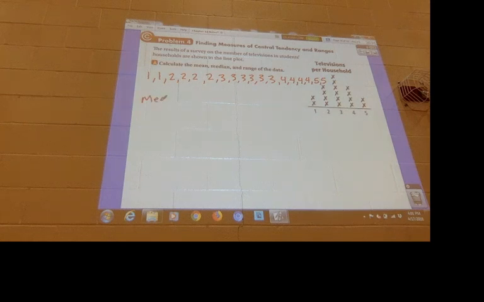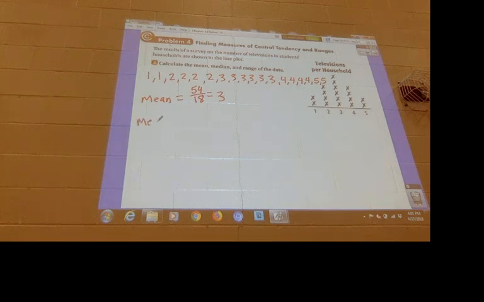I need to find my mean. I need to add them all up and divide. How many numbers do I have? 18 here. The mean is over 18. What does this add up to? 54. 54 divided by 18 gives me a 3, is my mean.